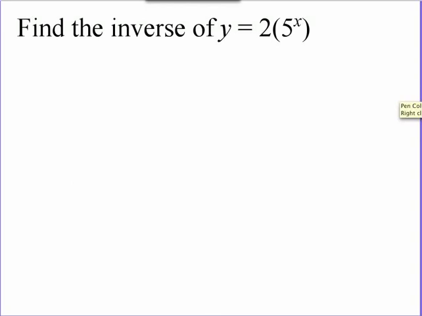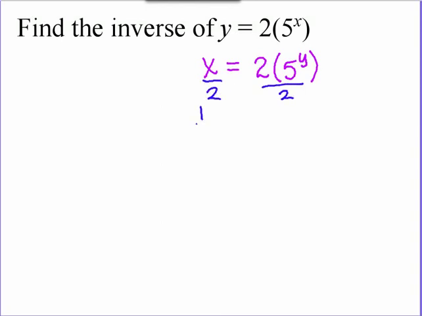Find the inverse of y equals 2 times 5 to the x. No, you cannot multiply the 2 and the 5. Remember, that was the same thing we talked about on the first one. Very first thing, switch x and y. What do you do now? Divide by 2. So I get 1/2 x equals 5 to the y. Or I could write that as 0.5x, it doesn't matter.